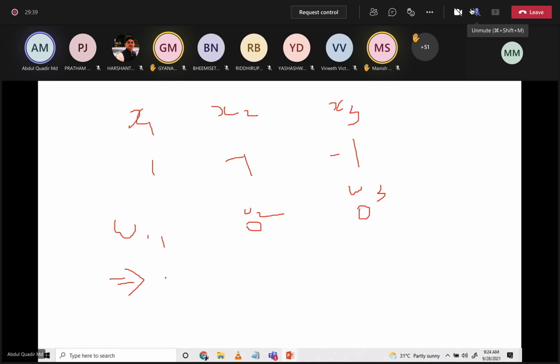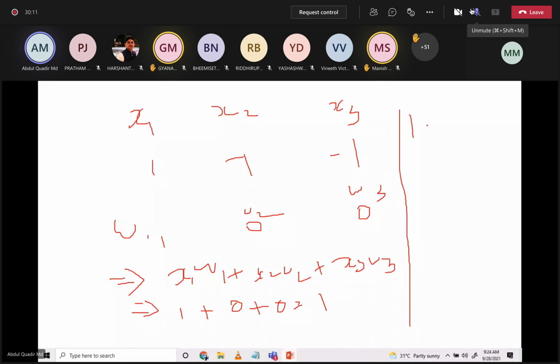Perceptron rule. What is the perceptron rule? x1 into W1 plus x2 into W2 plus x3 into W3, plus the bias, which we are keeping as 0. So 1 into 1 is 1, plus minus 1 into 0 is 0, plus minus 1 into 0 is 0, which is 1. Is 1 greater than 0?